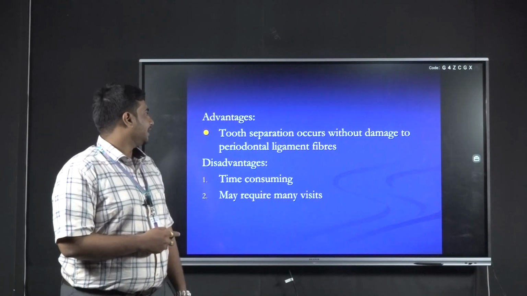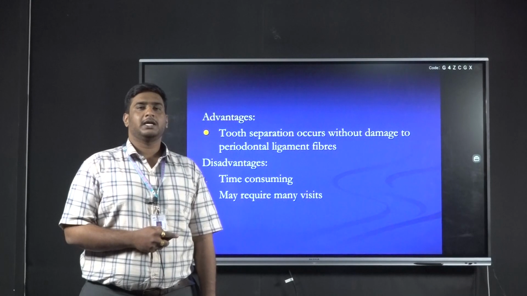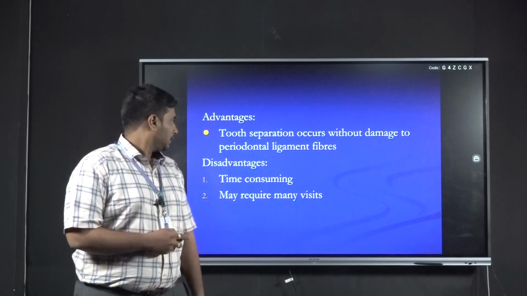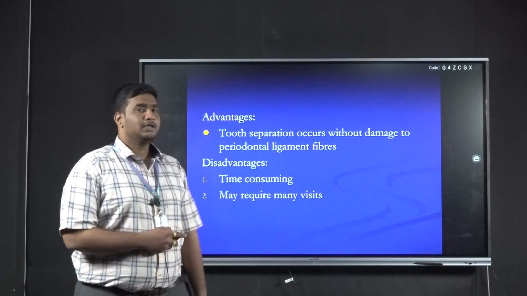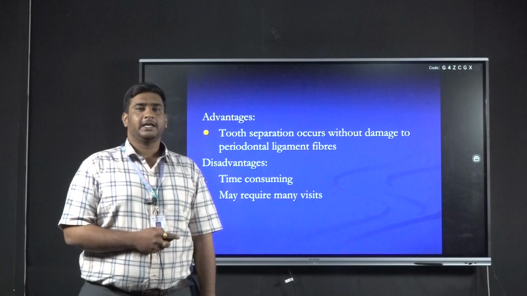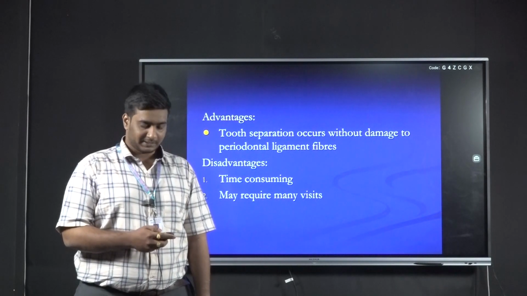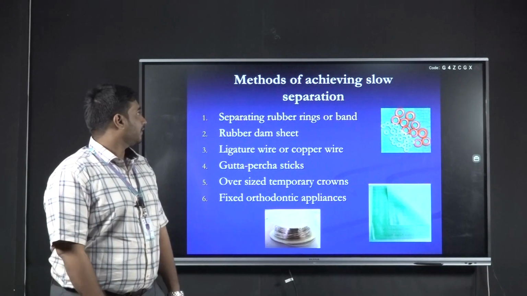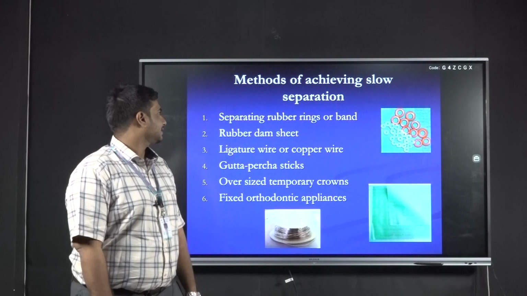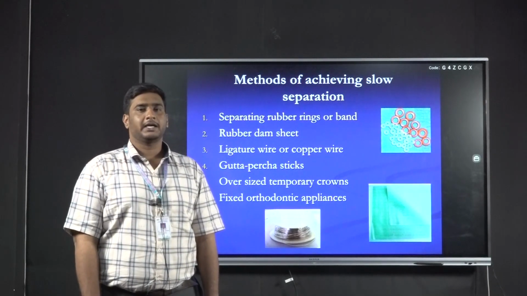So coming to the advantages, in slow separation, tooth movement occurs without damage to the periodontal ligament cells, so it is atraumatic. And coming to the disadvantages, as it is slow, it is more time consuming and takes several appointments, which is not comfortable for the clinician and the patient. And the next one is the methods of achieving slow separation. The first one is separating rubber rings or bands, which is mostly used in orthodontic corrections.